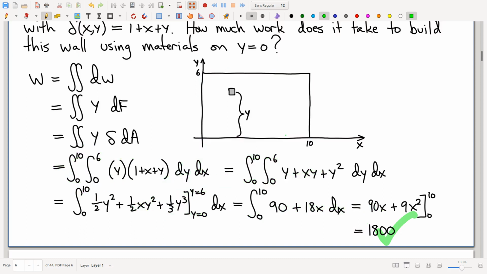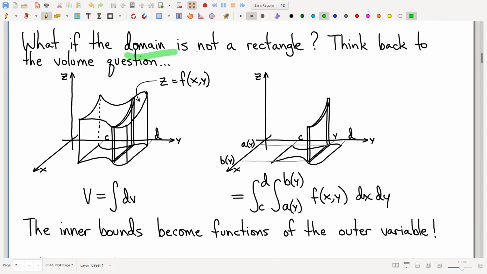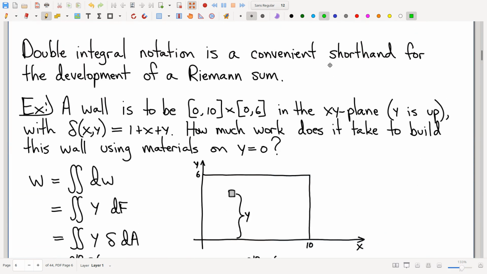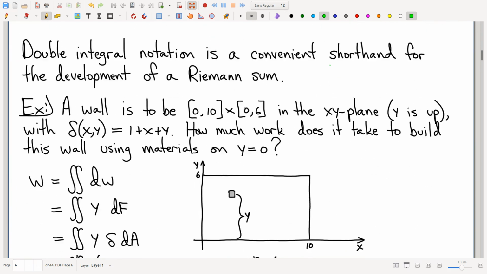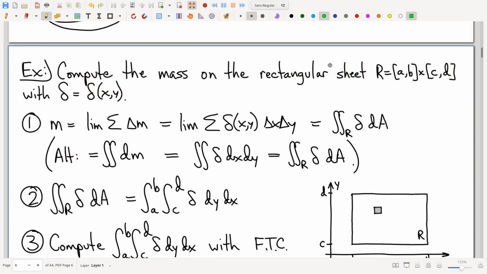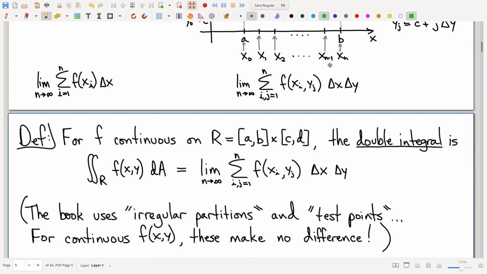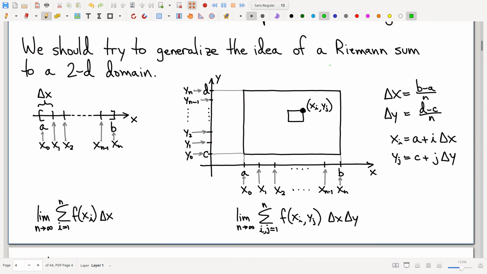Okay. All right. Now, new topic. What do you do if your domain is not a rectangle? That's a problem. If you think about it, it's a problem because all these examples that we've seen previously, here we have a rectangular wall. Here we have a rectangular sheet. Here we have a rectangle over which we're computing volume. Everything that we've done, the only Riemann sum for double integrals that we've written down is specifically for rectangles.